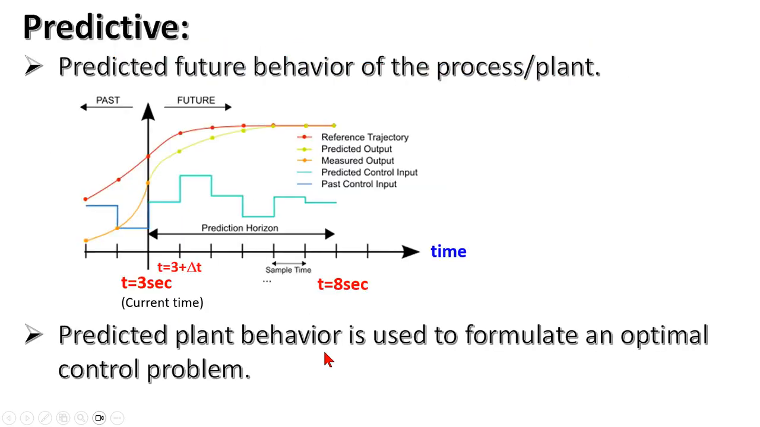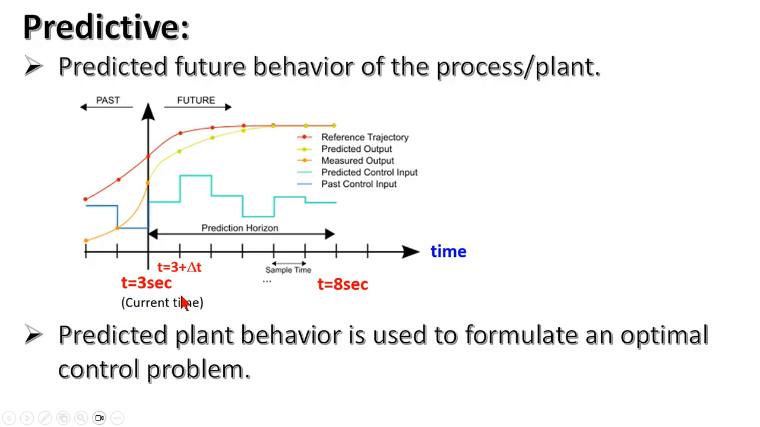The second meaningful part is this term predictive control, or in other words, a control algorithm that uses prediction. But what kind of prediction? MPC is an algorithm which utilizes the predicted future behavior of the process. For example, let's draw a time axis. Let's assume that you are at a time which corresponds to, say, 3 seconds. And this is your current time.